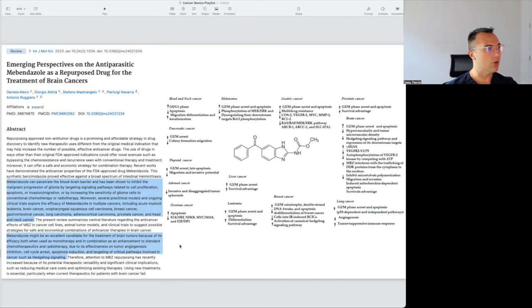Moreover, several preclinical models and ongoing clinical trials explore the efficacy of mebendazole in multiple cancers, including AML, acute myeloid leukemia, brain cancer, oropharyngeal squamous cell carcinoma, breast cancer, gastrointestinal cancer, lung cancer, adrenal cortical carcinoma, prostate cancer, and head and neck cancer. It later states mebendazole might be an excellent candidate for the treatment of brain tumors because of its efficacy both when used as a monotherapy and in combination as an enhancement to standard chemotherapeutics and radiotherapy, due to its effectiveness on tumor angiogenesis inhibition, cell cycle arrest, apoptosis induction, and targeting of critical pathways involved in cancer such as hedgehog signaling.